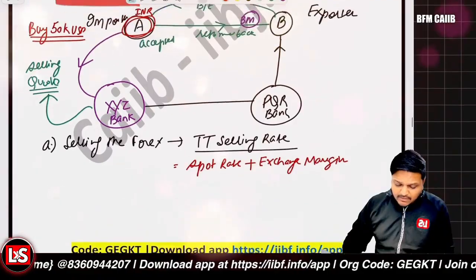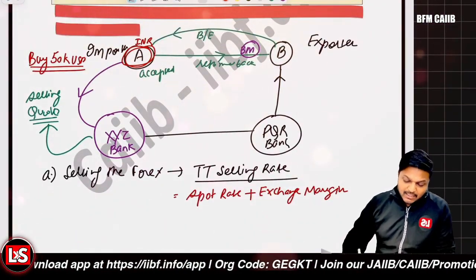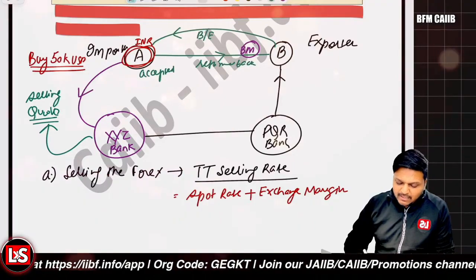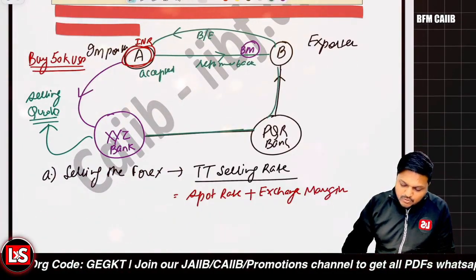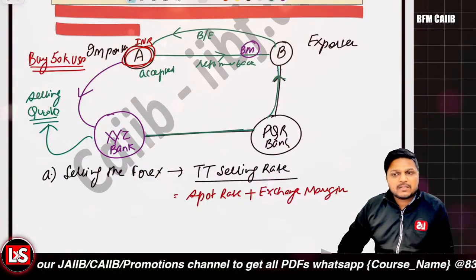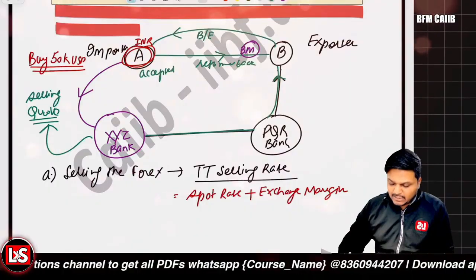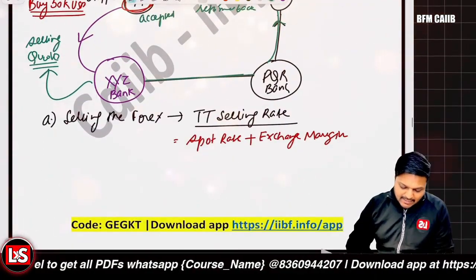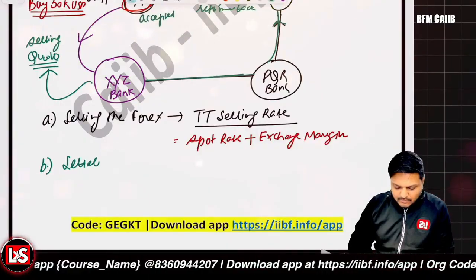Now, even after the USDs are available on behalf of the customer, it's going to take time to adjust the account of person B. So there is a lag between the two. After that, the exchange margin related to the bills selling rate would be applicable, right? So the second case is related to settling the account with the exporter.